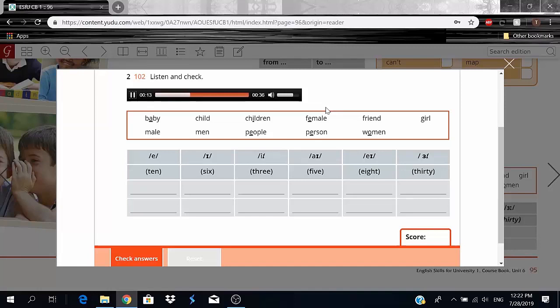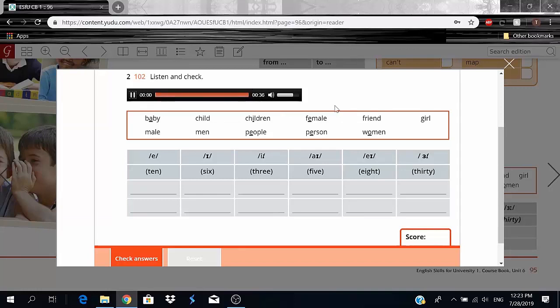Baby. Child. Children. Female. Friend. Girl. Male. Men. Person. People. Women.